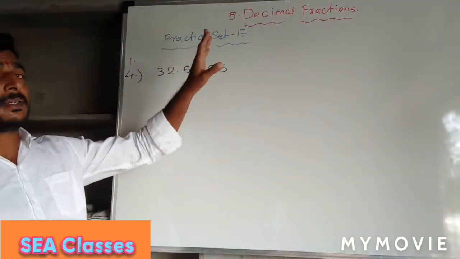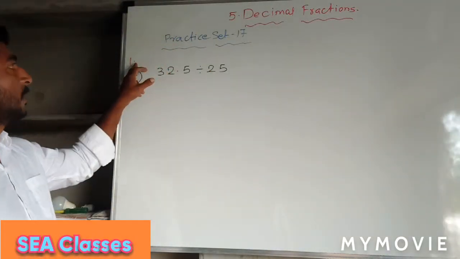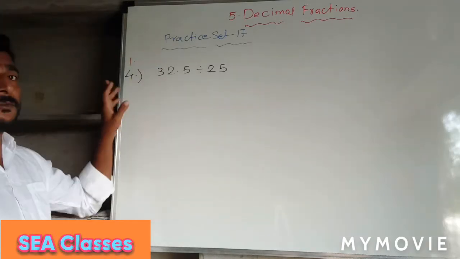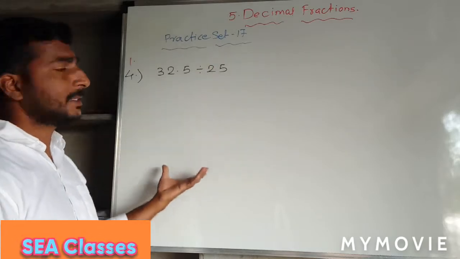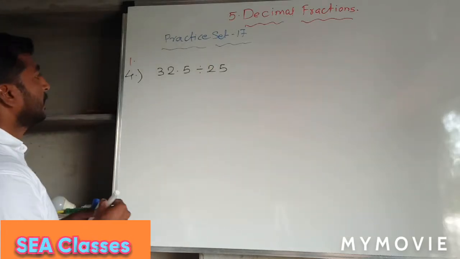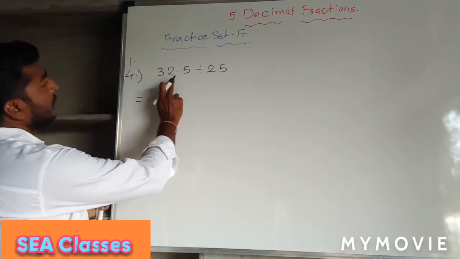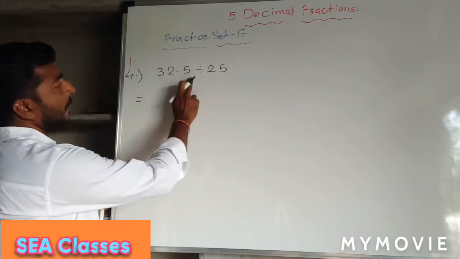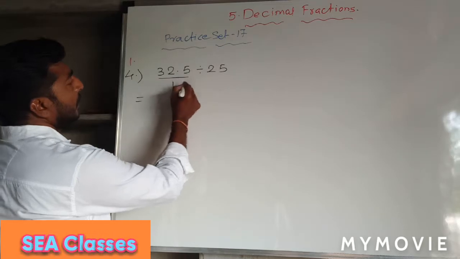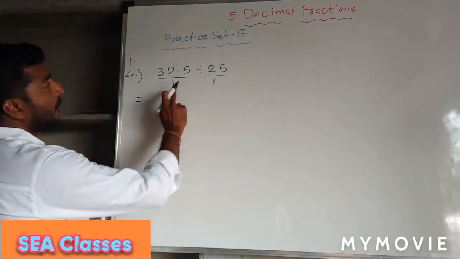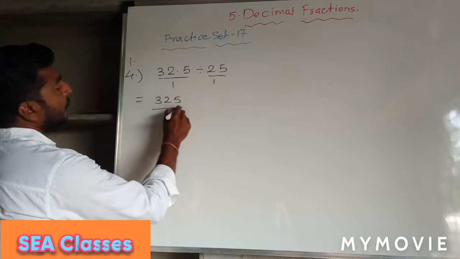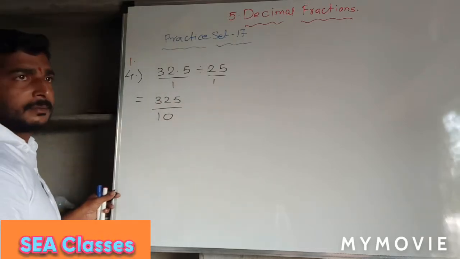Now we will study practice set 17. In practice set 17, the first question says, carry out the following divisions. In that I will take the fourth example. The remaining you will do as I am doing the fourth example. Now you will see here, the example is 32.5 divided by 25. So convert this 32.5 into the common fraction. You know that every number has denominator 1. Now you see after the decimal there is one digit. So remove the decimal and give 10 in the denominator after 1.